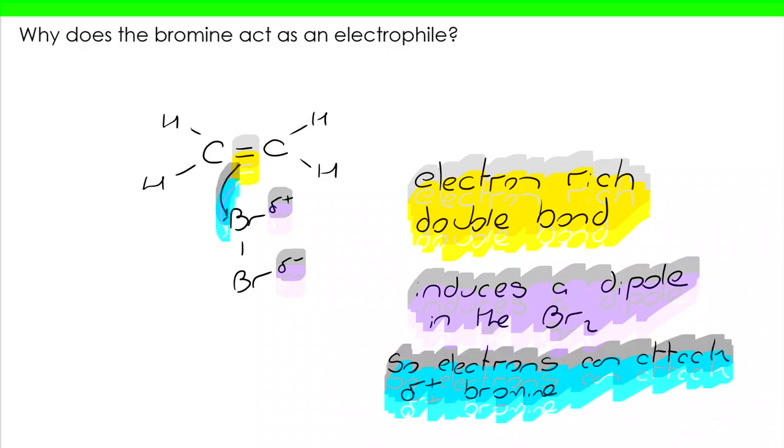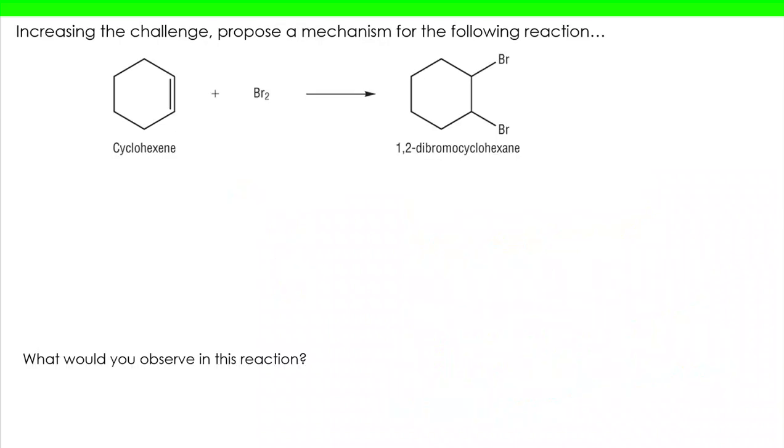And that then means that the electron-rich double bond can attack the delta-positive bromine, and the arrow there represents it. So we're going to move on once again. Let's take a look at the reaction between cyclohexene and bromine. Have a go at the mechanism, think about what you would observe.